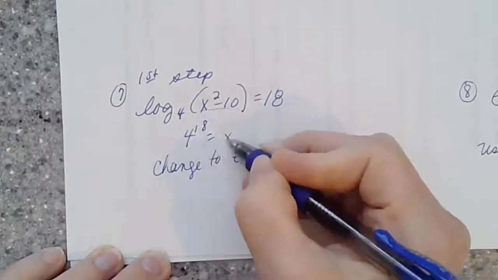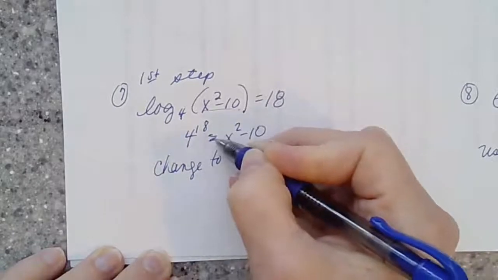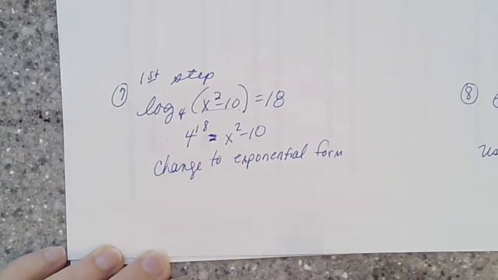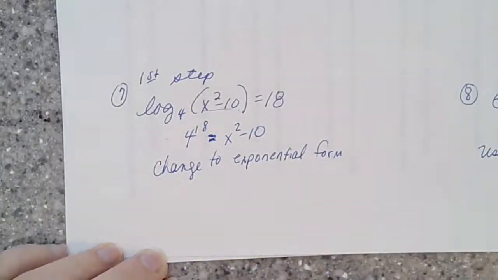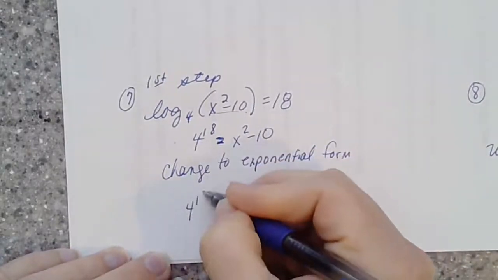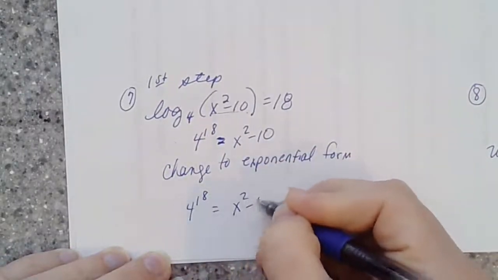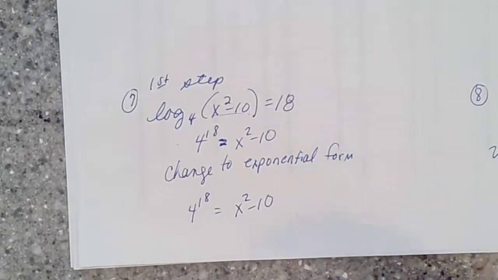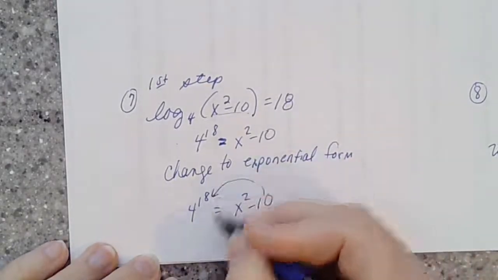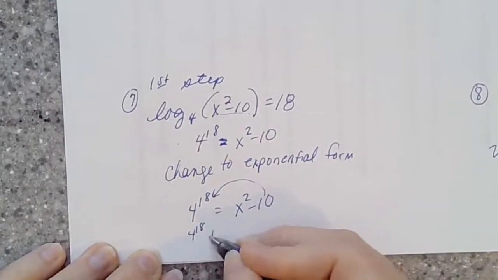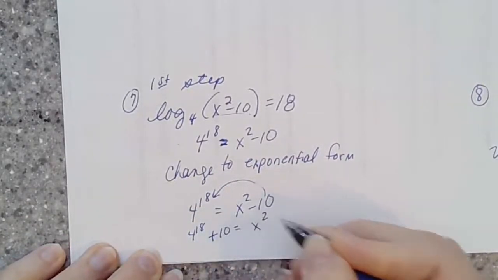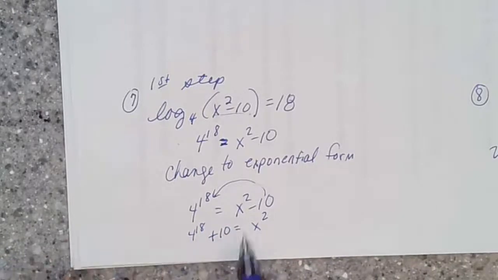4 to the 18th is a large number, by the way, and maybe that's why this one is just asking how would you work it. You can then move the 10 across the line: whatever 4 to the 18th is, plus 10 equals x squared. Work that out, and then you take the square root of each side to finish, but it didn't really ask us to do that.